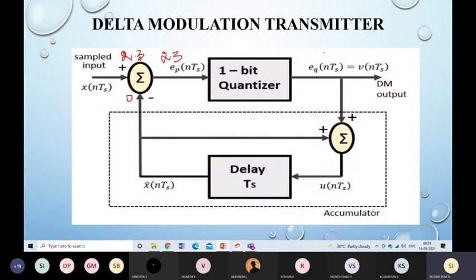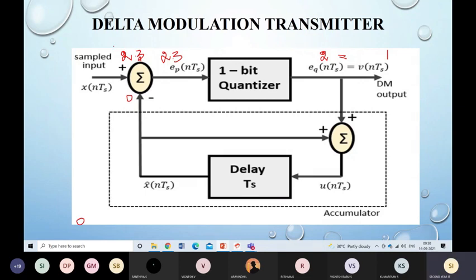You are going to get 2 here. Okay, so 2 is positive, so the sign of e of nTs is positive. In that case, you are going to transmit 1. So first we assumed 0, and then we transmitted 1. Right. So next case.